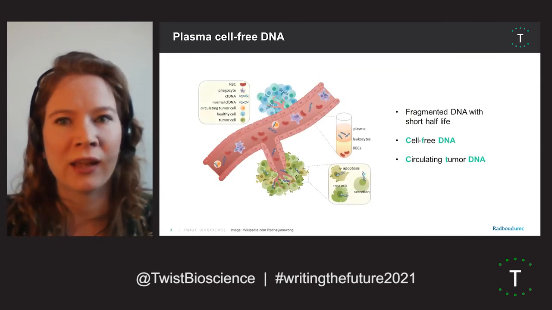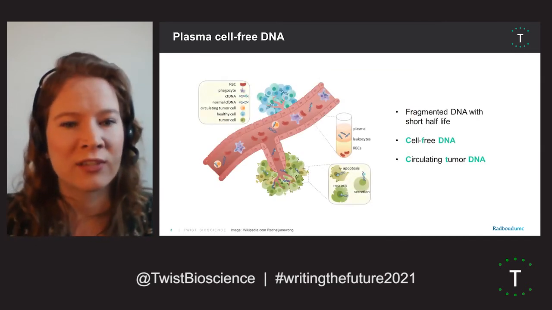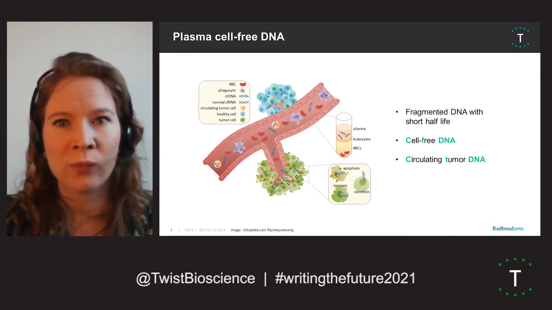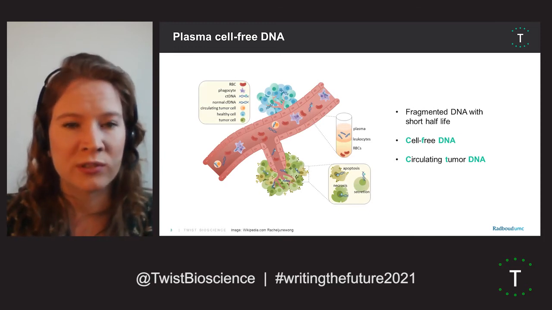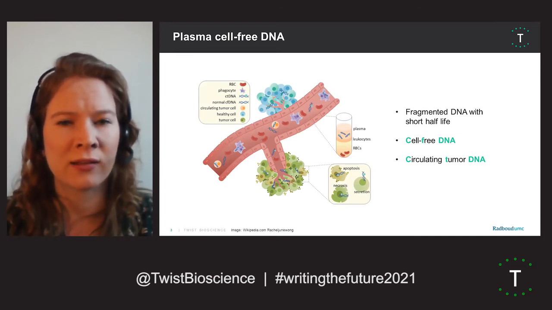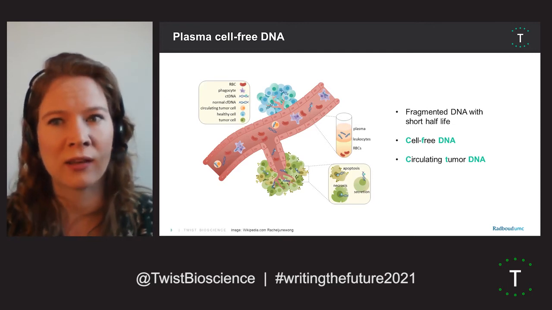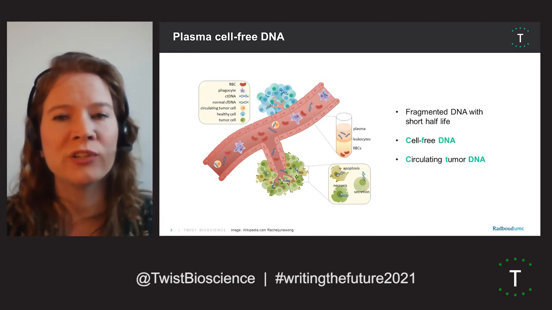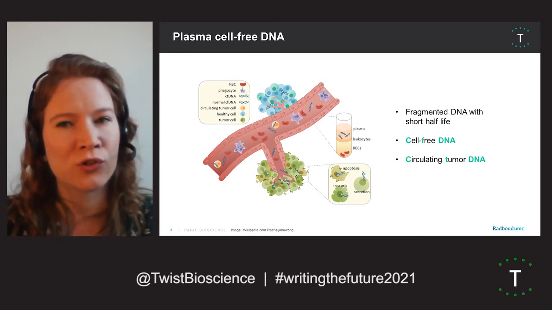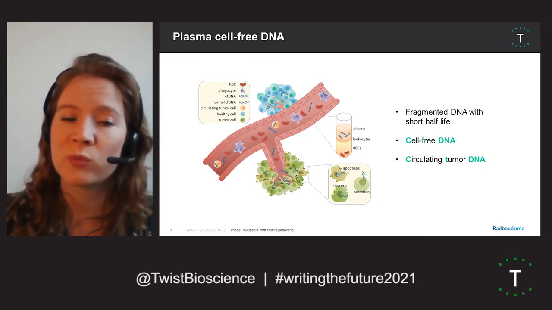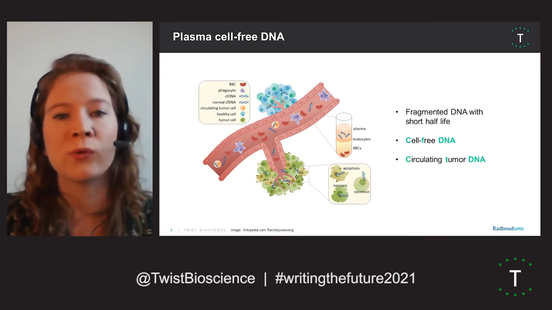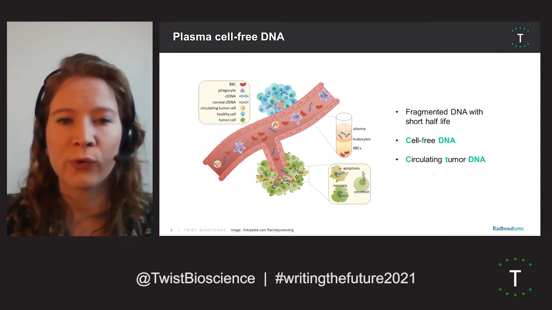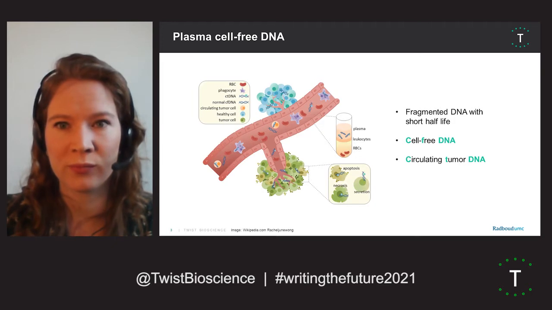So the cell-free DNA, or cfDNA, is found in the bloodstream. When cells undergo apoptosis or necrosis, they fragment and shed DNA into the blood circulation. When a tumor is present, the fragments of the tumor DNA are shed into the bloodstream as well, and this is what we call circulating tumor DNA, or ctDNA in short.